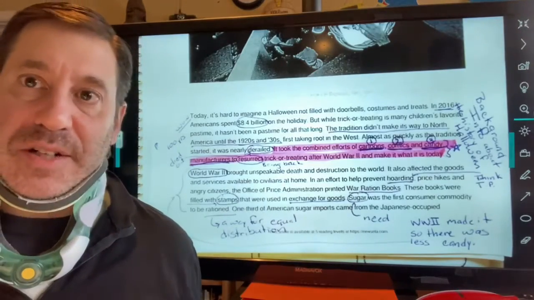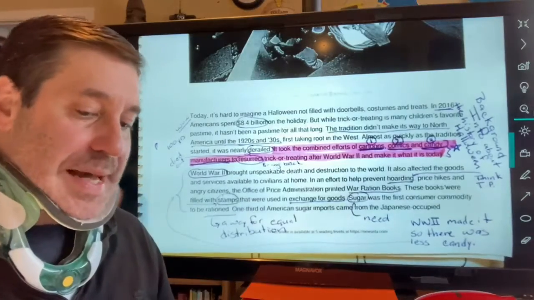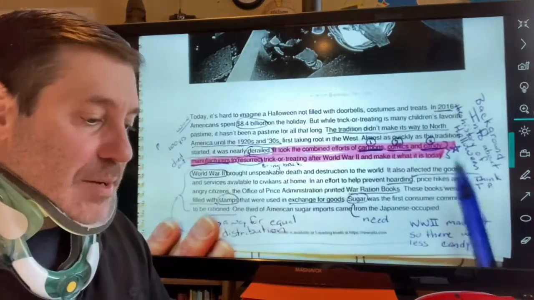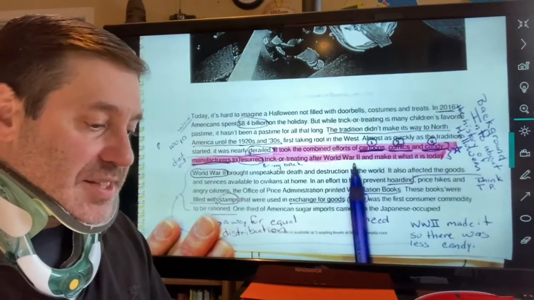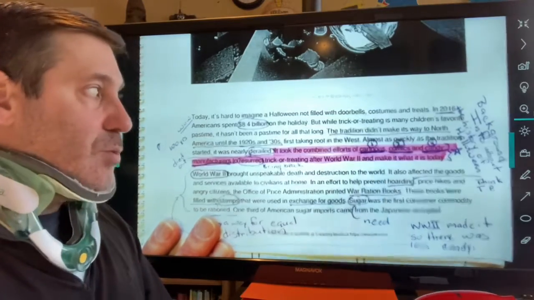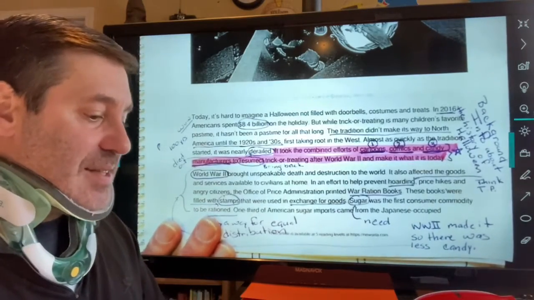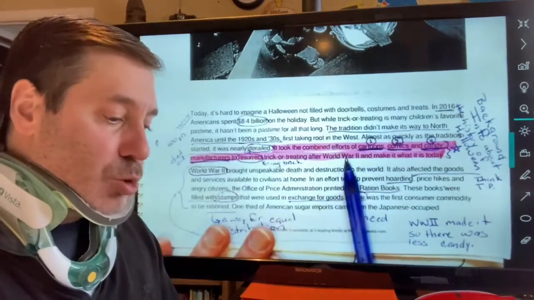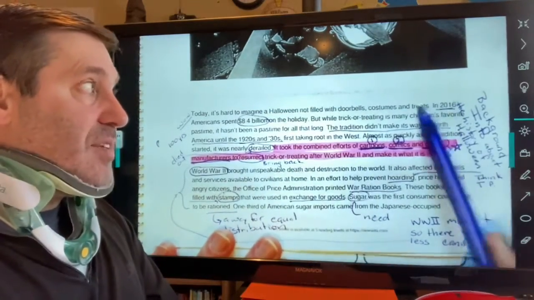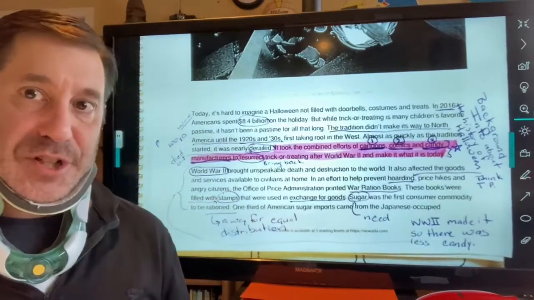Now, I've already done this on another graphic organizer, but let me explain what I kept in my main idea and why I kept it. Something that's really important when we talk about the main idea is, when does this happen? When do the cartoons and the comics and the candy manufacturers have to save trick-or-treating? Well, it was after World War II.